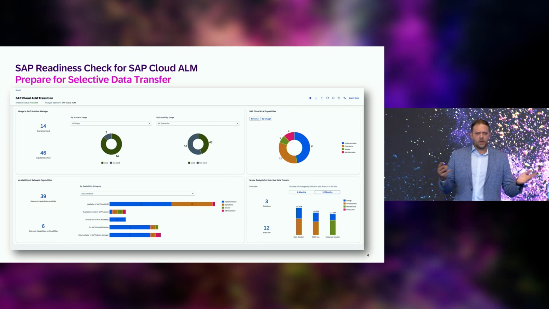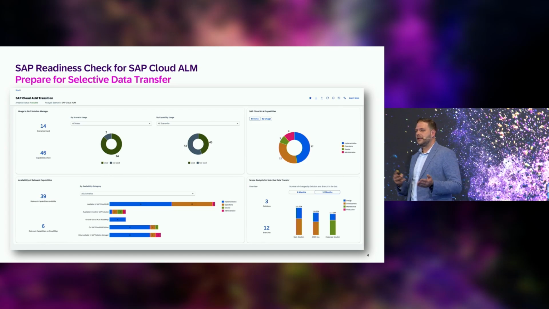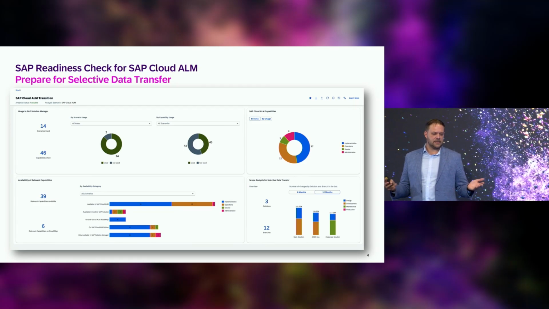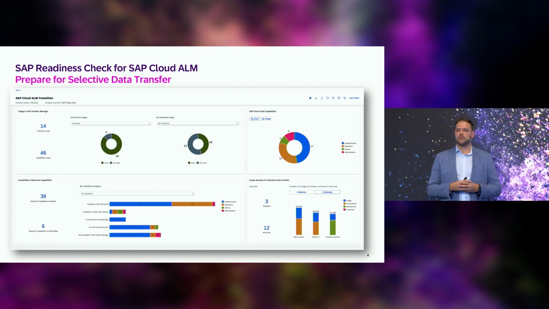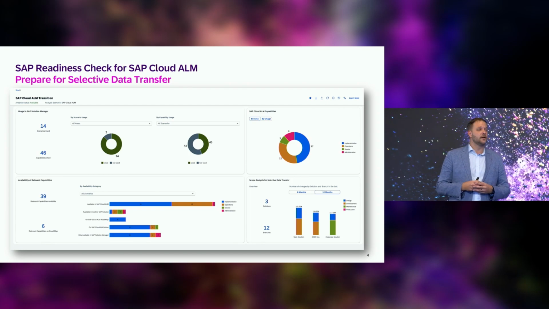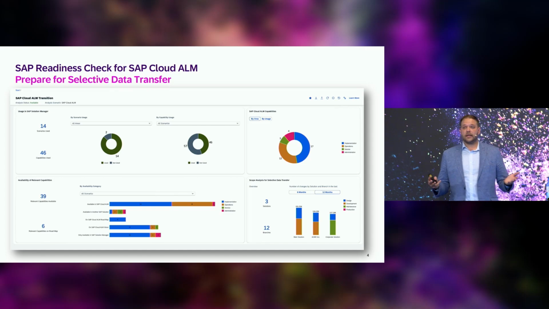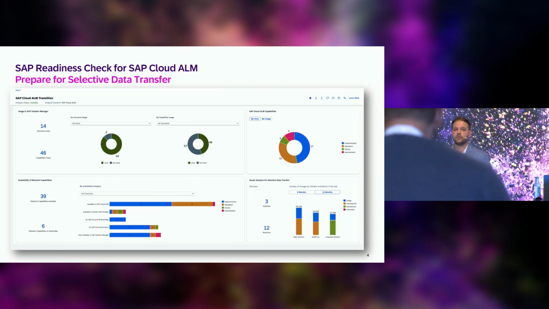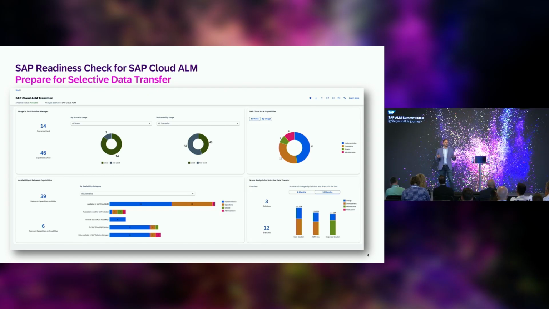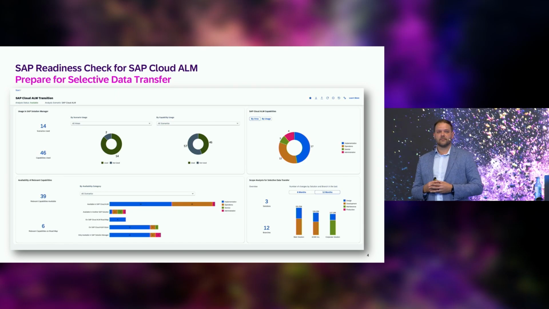And with this information, you can then see the availability status in SAP Cloud ALM. That would give you a very good insight whether you're ready, or can you move, or you need to wait because some of the capabilities are still in the roadmap. This is something that you can also see in the readiness check.